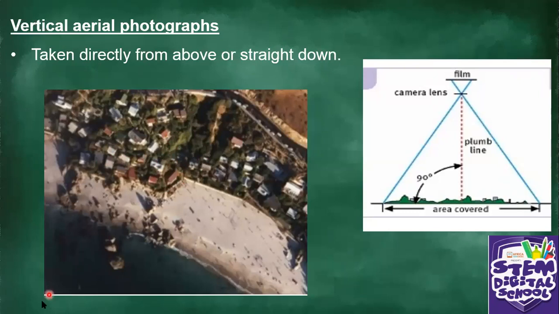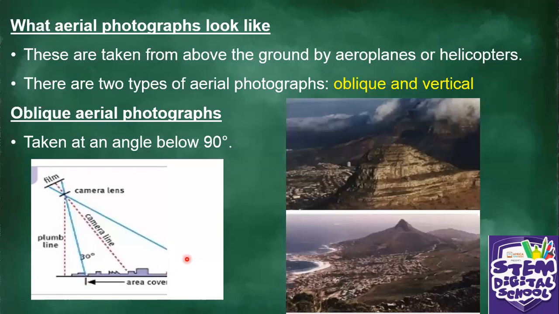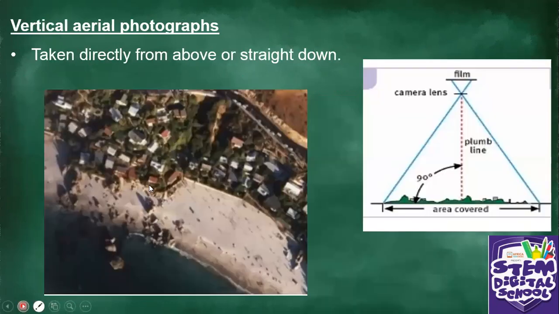So that is the difference between oblique and vertical aerial photographs. Remember, oblique is taken at an angle below 90 degrees. You can see examples here. If this picture was taken using vertical aerial photography, we could see these houses from above, because we could see the roofs of those houses, like in this picture. That's the difference between those two.